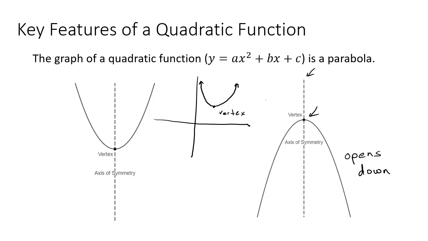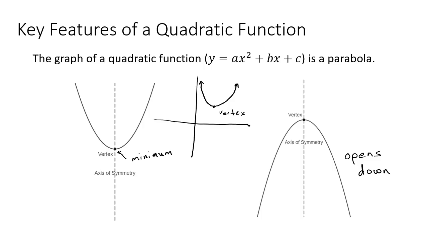And then last but not least, another important fact related to the vertex is that it's either what we call the minimum of the graph or the maximum of the graph. If it is a parabola that opens upwards like this, then the vertex is down at the bottom. It is the lowest point on the graph. So in this case, we would say it is the minimum. And the minimum value would be the y value of the vertex, because the y values are the actual function values.